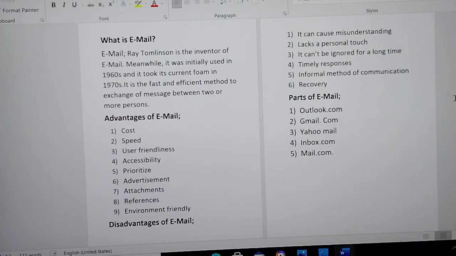And if we talk about the types of email services, there are outlook.com, gmail.com, Yahoo Mail, inbox.com, and the last one, mail.com. So I hope you have gotten today's lesson.